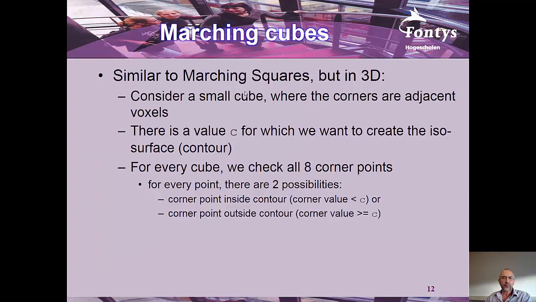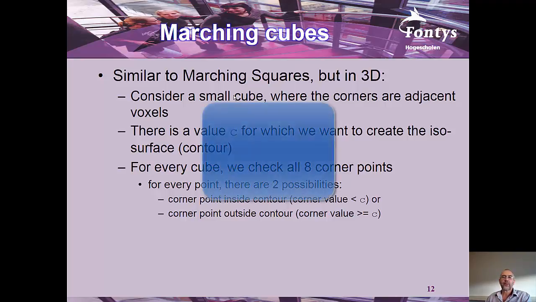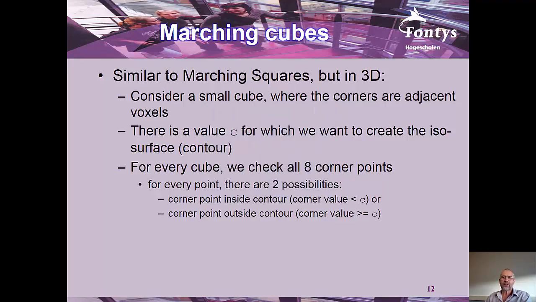So then we move to the marching cubes instead of marching squares, which means that instead of a square we consider cubes. But we actually do the same. We have values which are measured in the corners of the cube, and there is a value we are looking for, C. Let's say 5 again, and we want to create the isosurface of value 5. Like in the previous example, we wanted to create an iso contour of value 5. Now we want to make an isosurface. And for each cube we check all the 8 corner points. So there are 8 now in the cube, not 4.